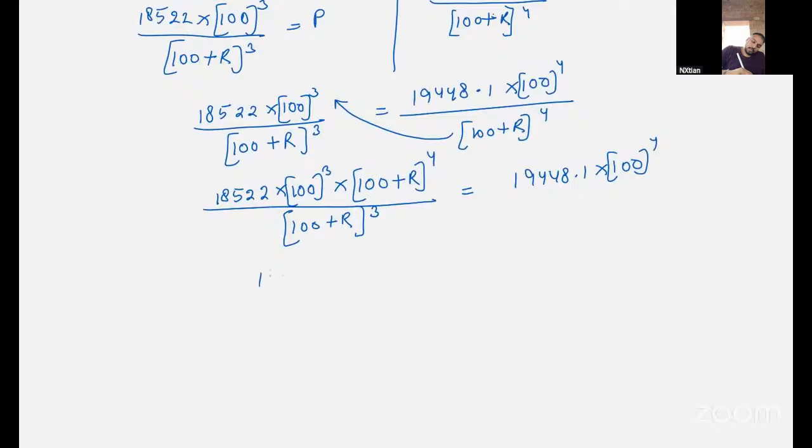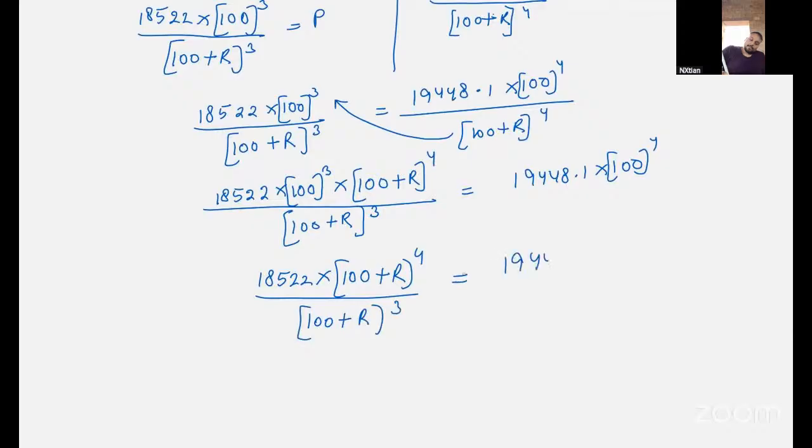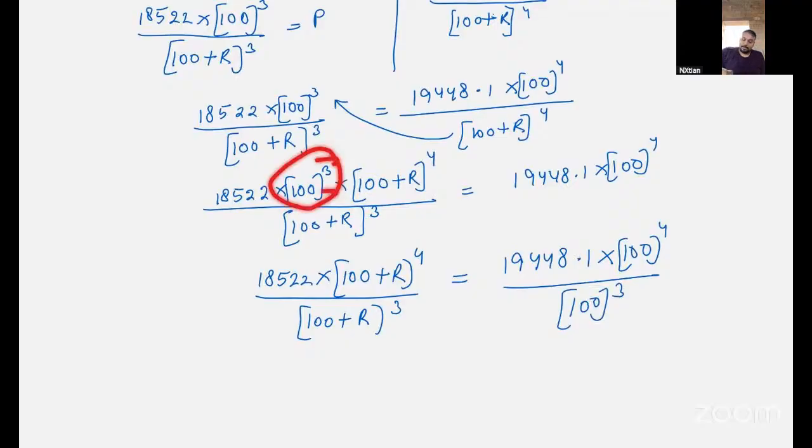Now what will I do? 18522 into (100 plus r) to the power 4 upon (100 plus r) to the power 3 is equal to 19448.1 into 100 to the power 4 upon 100 to the power 3. Now what did I do here? This is in multiply, so it will go to that side and divide. This step I did.